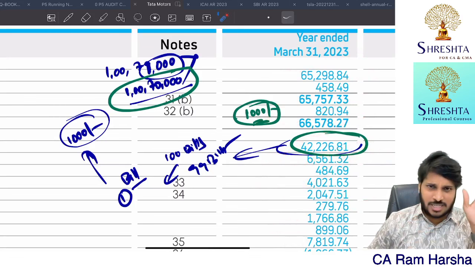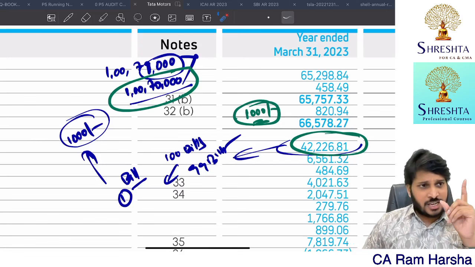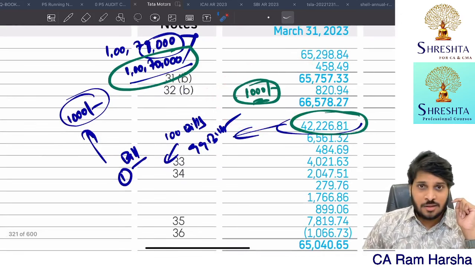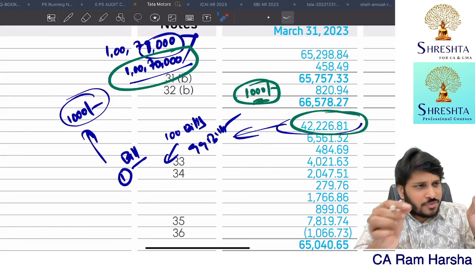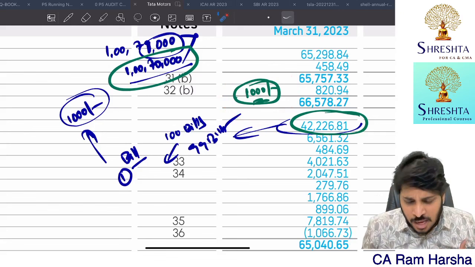Getting it? You want to give opinion to shareholders: dear shareholders, do not believe this profit and loss account, 1,000 rupees fraud is there. Can you? Obviously not. Sir, 1,000 rupees is a negligible amount. In this company, 1,000 rupees is a negligible amount. Maybe 1,000 rupees is a big amount for a small kirana store, but for this organization, 1,000 rupees is nothing. It's very common. Sometimes 1,000 rupees, 500 rupees, 100 rupees, mistakes are common.